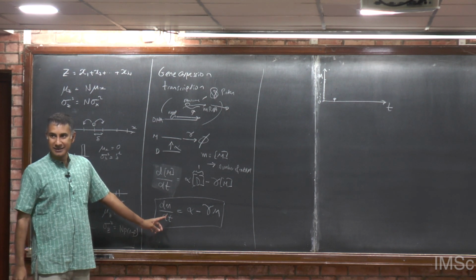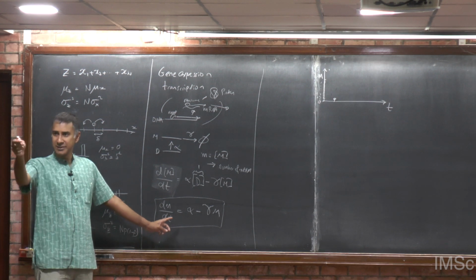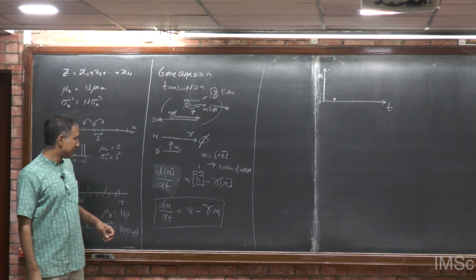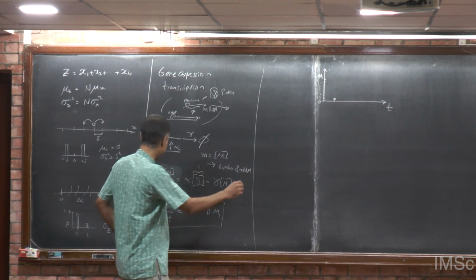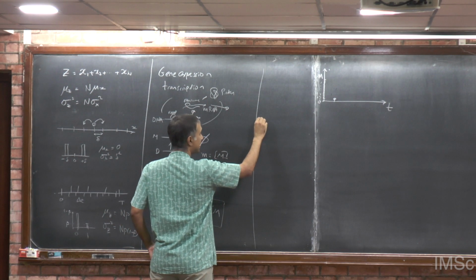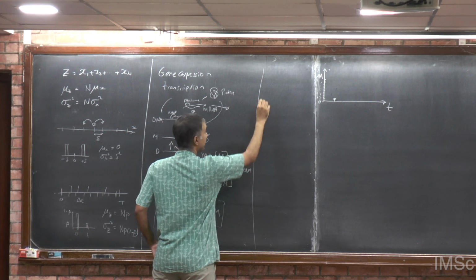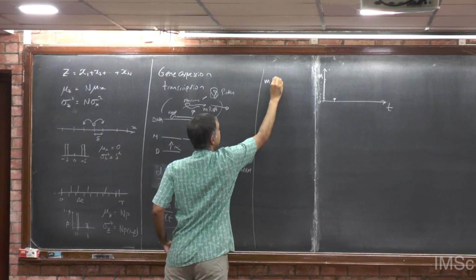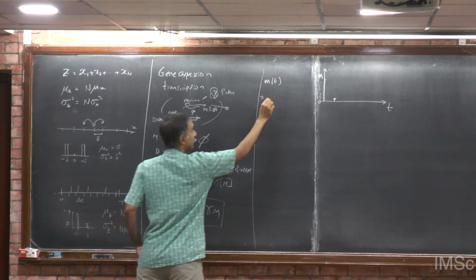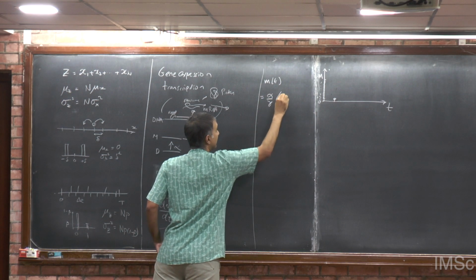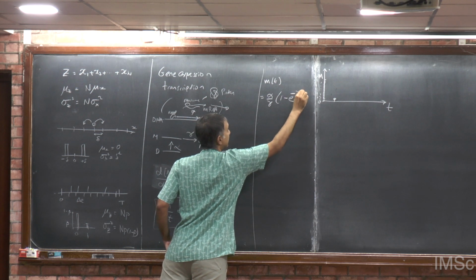Mandar derived it day before yesterday. So what's the solution to this equation? It's easy to solve, but let me just write it down. So let's say you start off with 0 mRNA, then you'll have m of t is equal to alpha over gamma times 1 minus e to the minus gamma t.